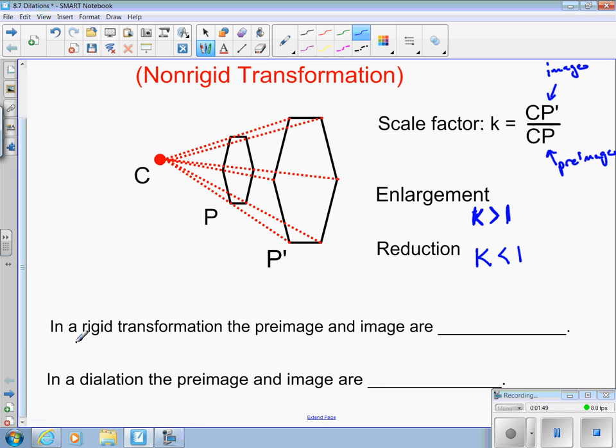Okay, so in a rigid transformation, the pre-image and image are congruent, or isometries. In a dilation, the pre-image and image are not congruent because this is a dilation. It's non-rigid. So this is what we say is similar. And that's why it fits in with this section.